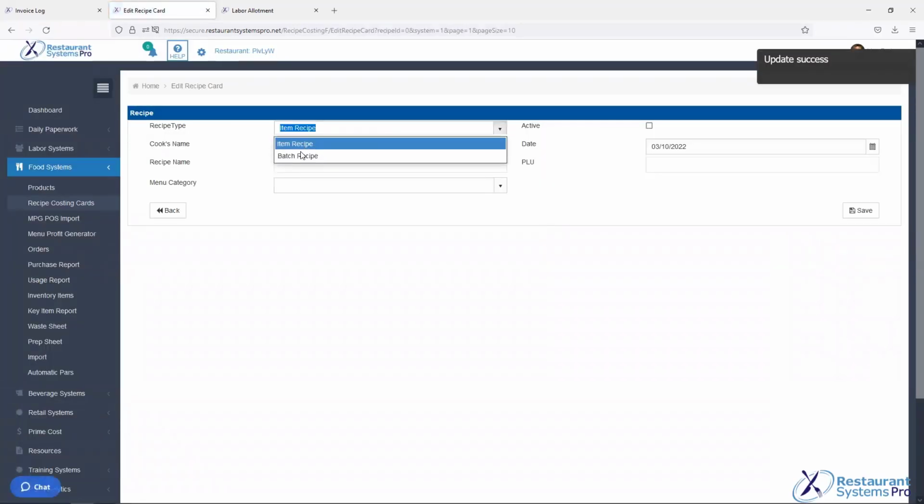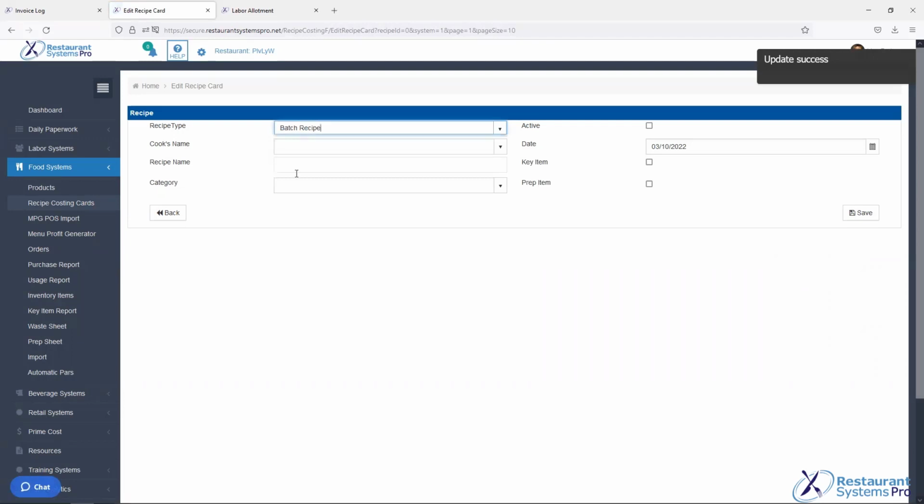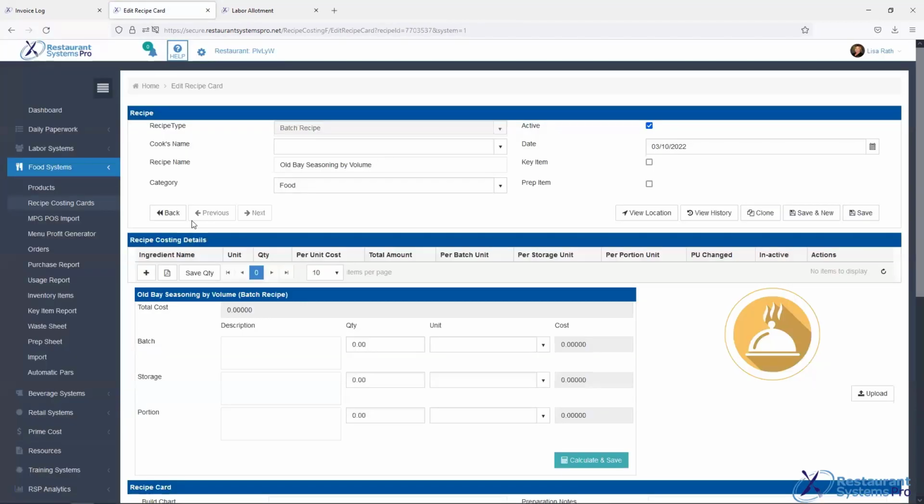Now, this recipe is a batch recipe. What I always do when I'm setting people up is I will call it, let's just say, Old Bay seasoning by volume. That lets whoever is making the recipes know that there is a volume recipe in here for it. Once you do that, you make it active and you save it.